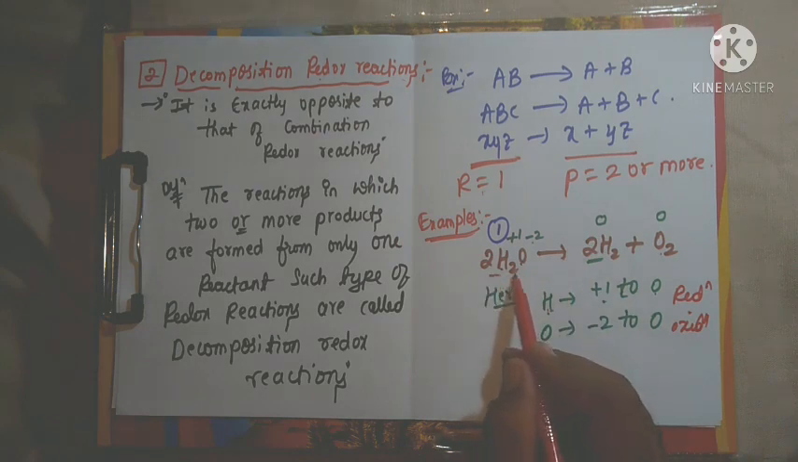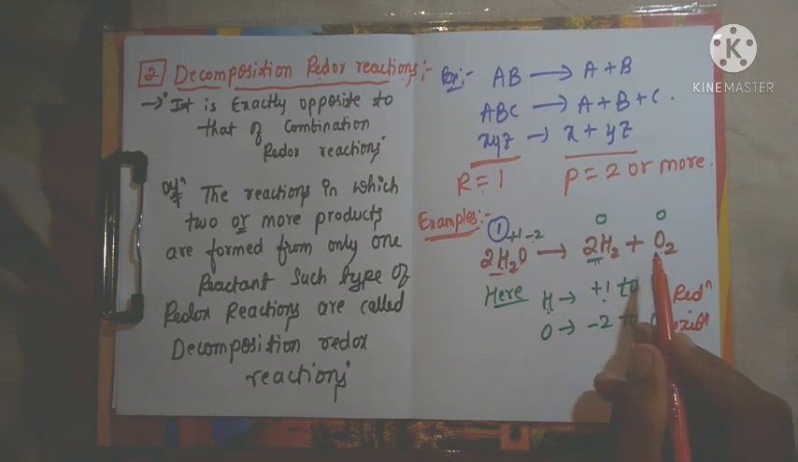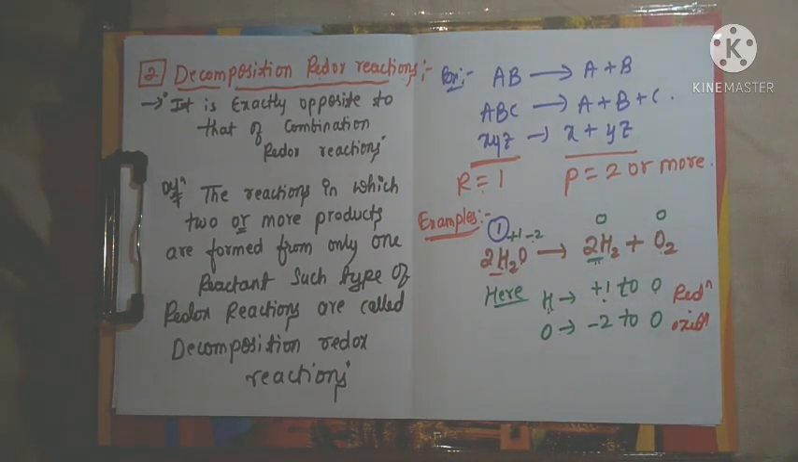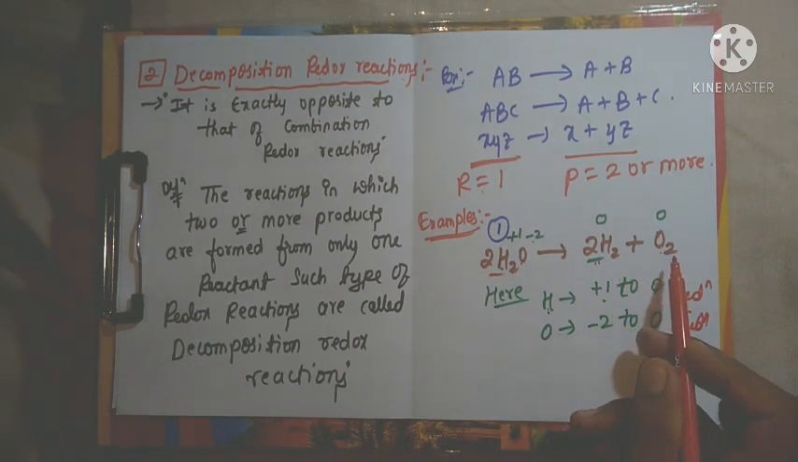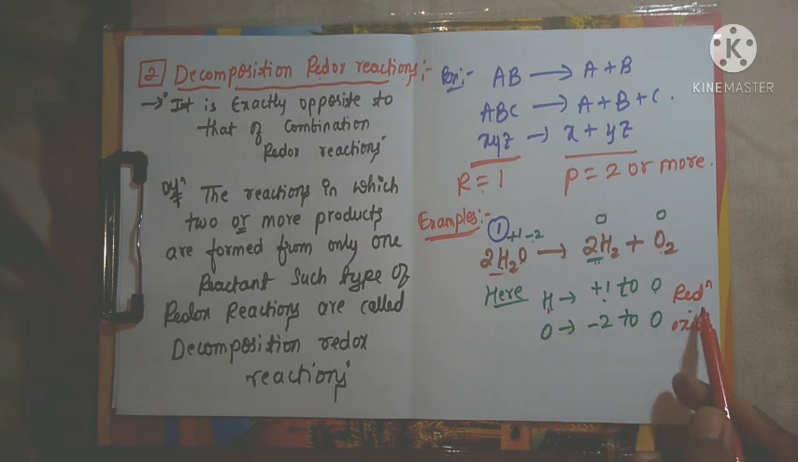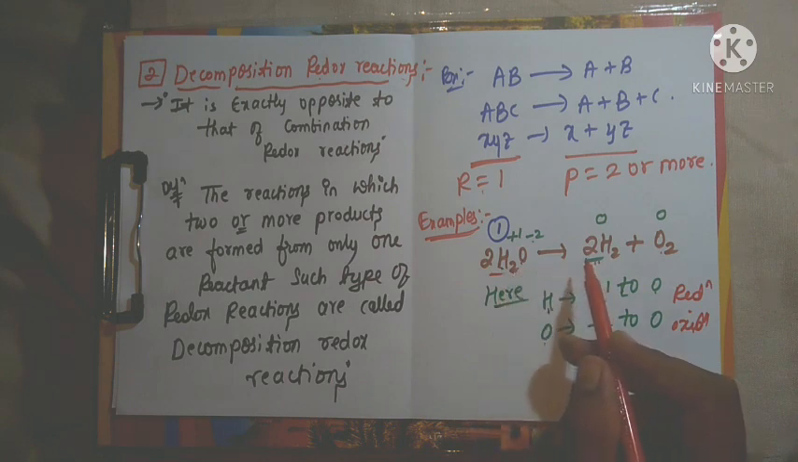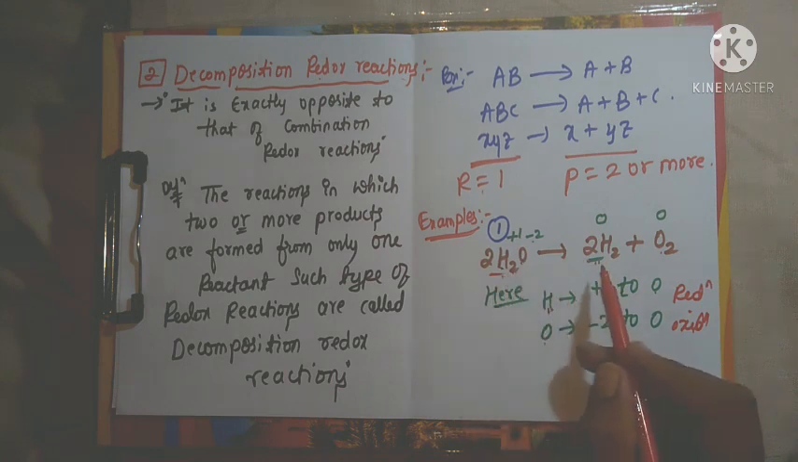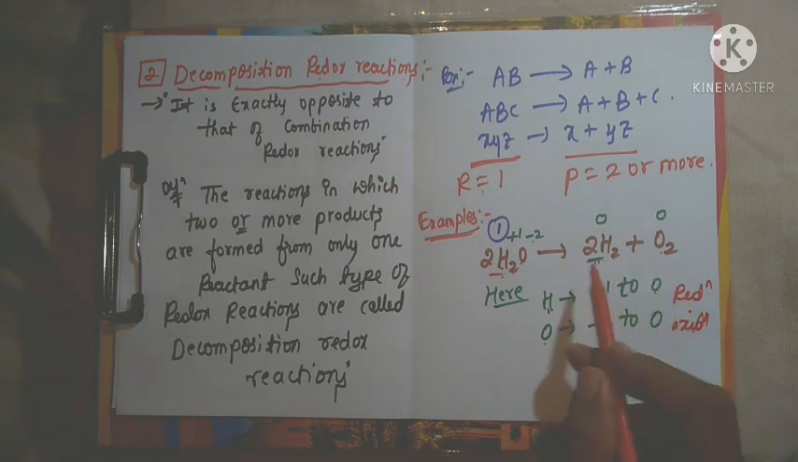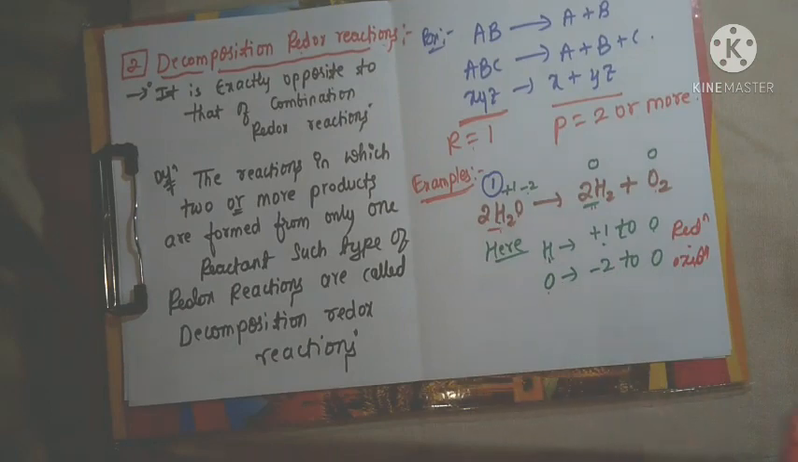Now, just check how many reactants are there? Only one reactant. How many products are there? Two products. One is H2, another one is O2, right? Therefore, it is called as what? Decomposition redox reaction. It is already a redox reaction because hydrogen undergoes reduction, oxygen undergoes oxidation. It is only one reactant and two products. Therefore, it is a decomposition redox reaction. Now, we will see the second example.